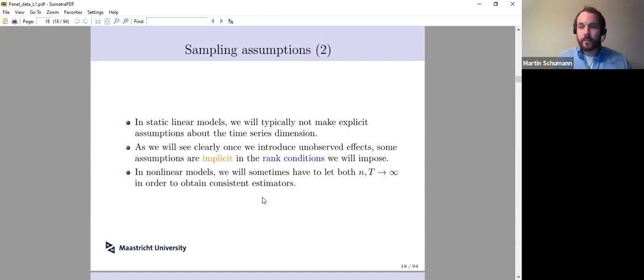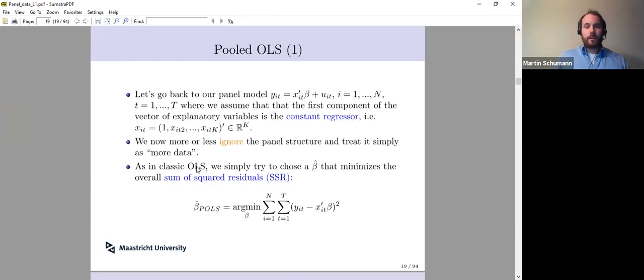Moreover, in nonlinear models, sometimes we do not only let n go to infinity, but also t. Okay, back to our panel data models, and let's start with the usual least squares estimator.